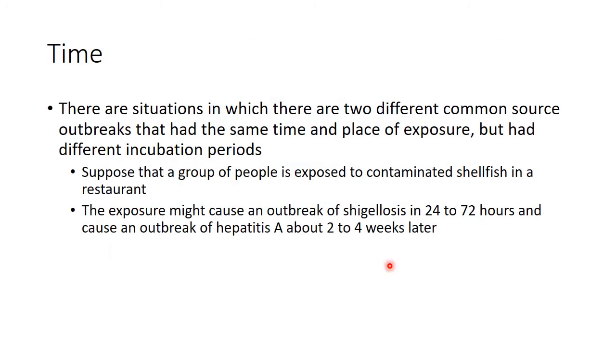So there could be situations in which two different common source outbreaks had the same time and place of exposure, but maybe had different incubation periods. So for instance, if you were to look at a group of people exposed to, say, contaminated shellfish in a restaurant, the exposure might cause a case of, say, shigellosis in, say, 24 to 72 hours after exposure. And then there could be an outbreak of hepatitis A about 2 to 4 weeks later. So again, different exposures, same common source, but the incubation times are very different. So maybe some people got just one or the other, maybe some people got a double whammy in these cases. But again, you can look at these different curves and see how they compare to one another.